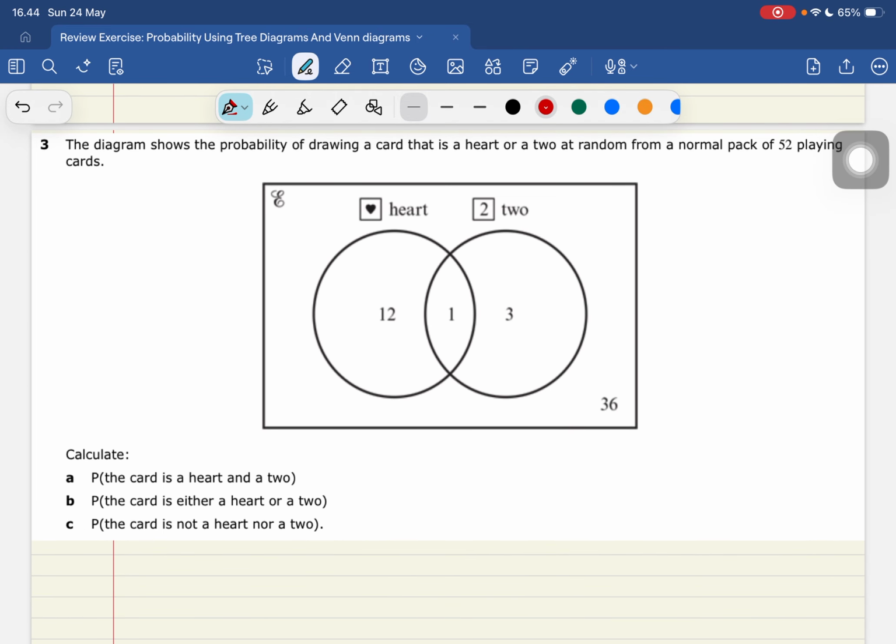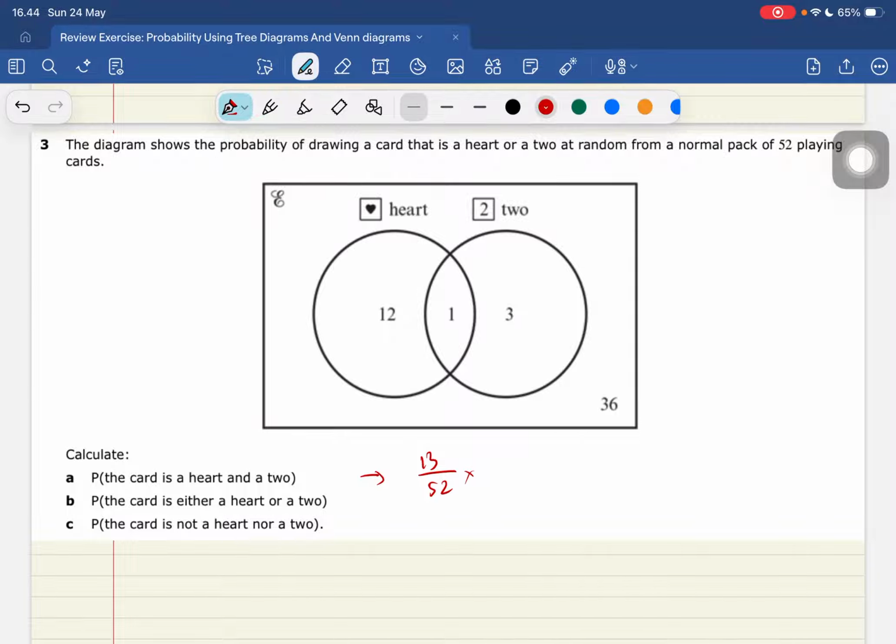Okay, number 3. The diagram shows the probability of drawing a card that is a heart or a 2 at random from a normal pack of 52. Okay, the total is 52 playing cards. So we need to calculate the card is a heart and a 2. The probability the card is a heart is 13 over the total 52.